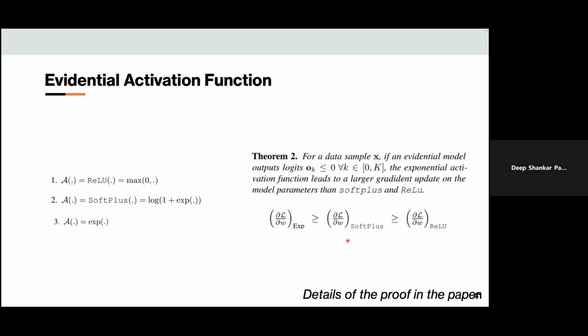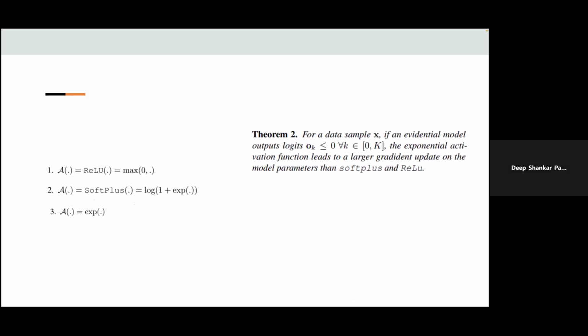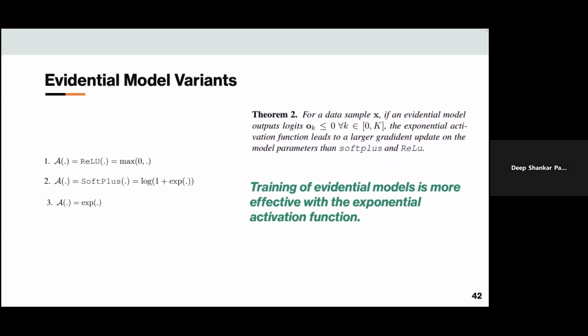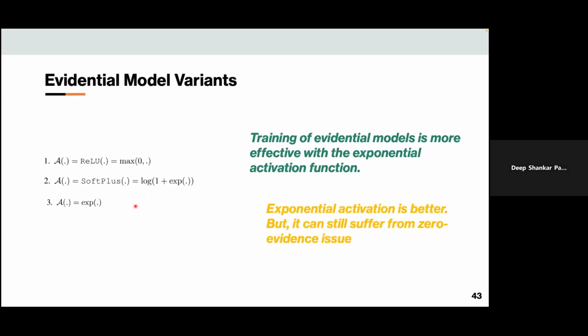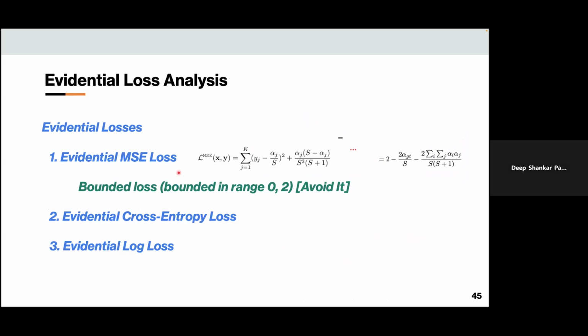Next, we tried to analyze the evidential losses, and we considered the three most popular evidential losses used in the literature. Those were the evidential MSE loss, evidential cross entropy loss, and evidential log loss. We carried out analysis of all the losses, and what we find is that the evidential MSE based loss is a bounded loss, just bounded in a small range of 0 to 2. No matter how wrong the model is, for any sample, the loss would be bounded in a small range, and it's better to avoid it.